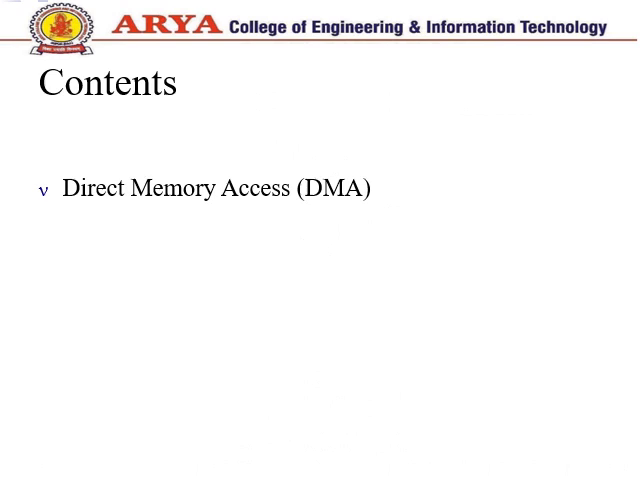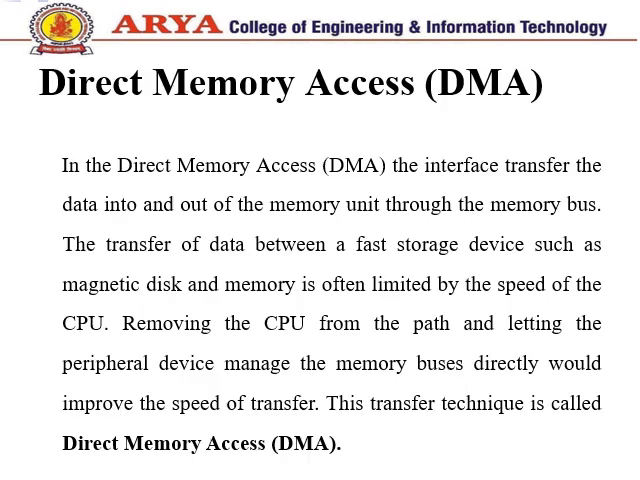Content: Direct Memory Access, DMA. In direct memory access, the interface transfers the data into and out of the memory unit through the memory buses. The transfer of data between a fast storage device such as a magnetic disk and memory is often limited by the speed of the CPU. Removing the CPU from the path and letting the peripheral devices manage the memory buses directly would improve the speed of transfer. This transfer technique is called direct memory access, DMA.